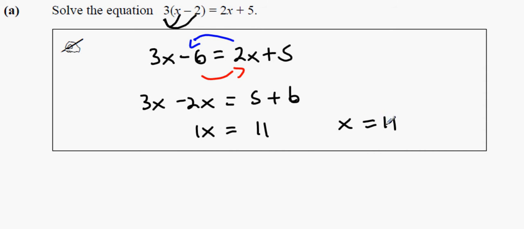Now please remember, this is a solved question. So for solved questions, you're expecting x to be equal to an answer, and that answer is 11.